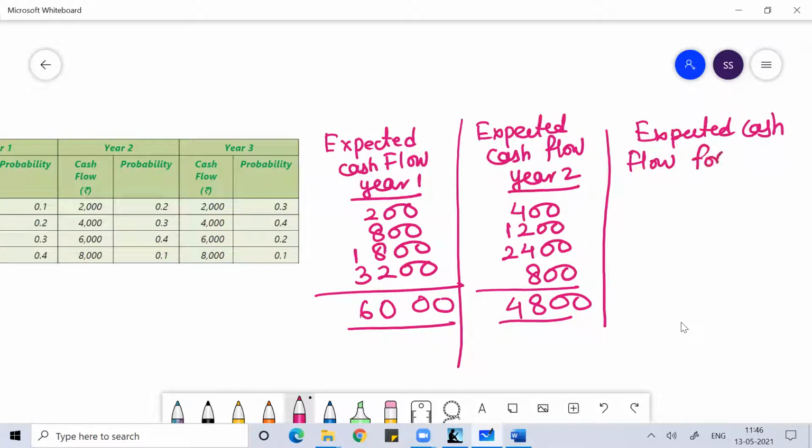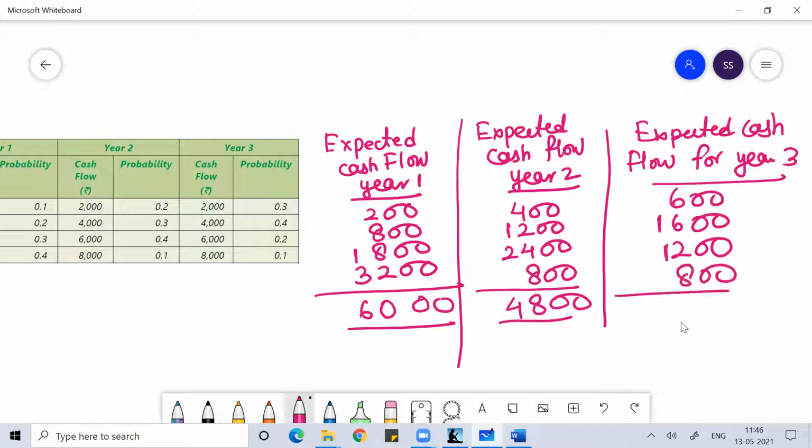The expected cash flow for year 3 you can find. That is 2000 into 0.3, that will be 600. 4000 into 0.4, that will be 1600. 6000 into 0.2, that will be 1200, and 8000 into 0.1, that will be 800. Adding these, the total is 4200. So I got the expected cash flow for the different years, first year, second year, and third year.